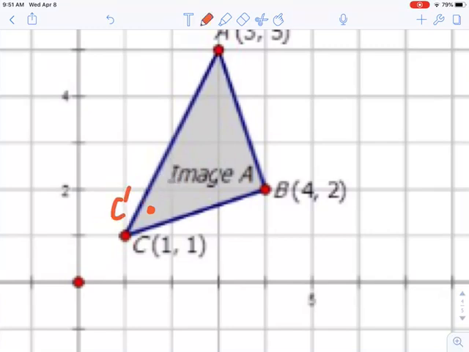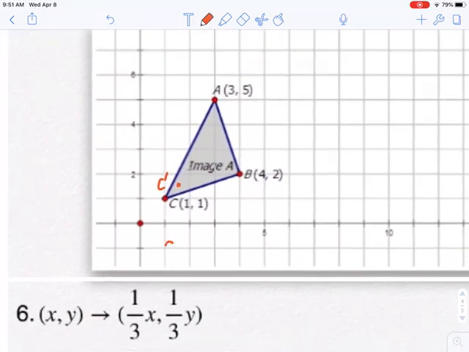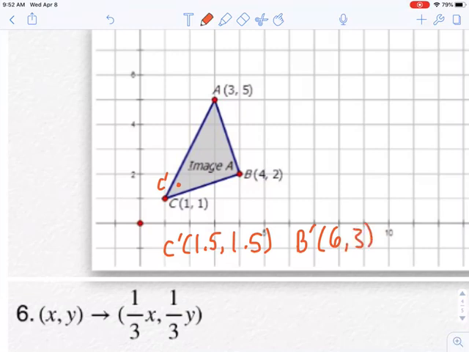Let me rewrite that. Let me just do C prime here, and I'll write C prime down here as 1.5, 1.5. B prime. Again, what's 4 times 1.5? If you don't know, just use a calculator. It's 6. And what's 2 times 1.5? Well, if you don't know, it's just 3. All right? So we get 6, 3. Boom. That right there.